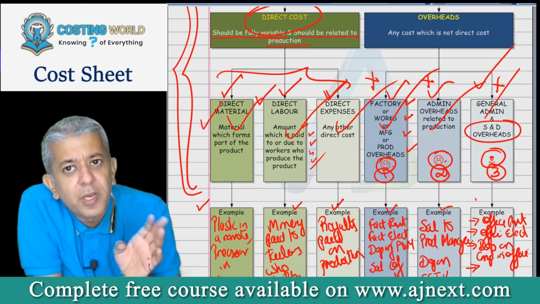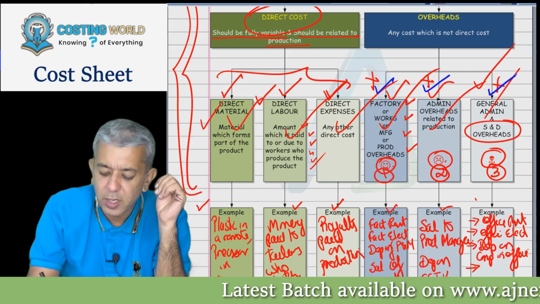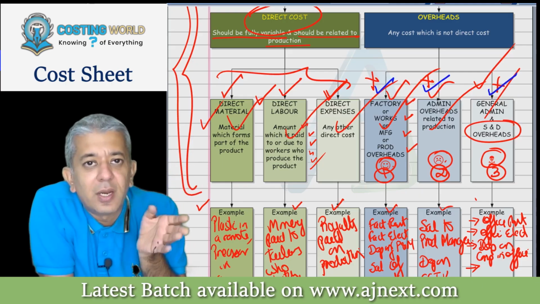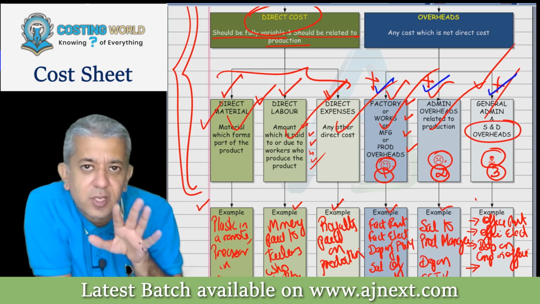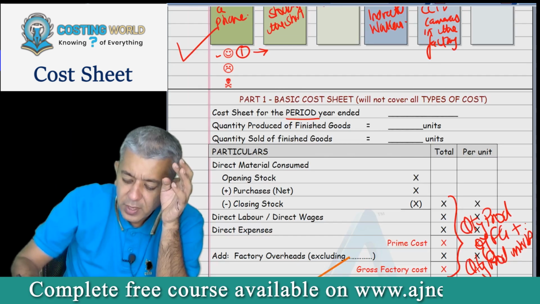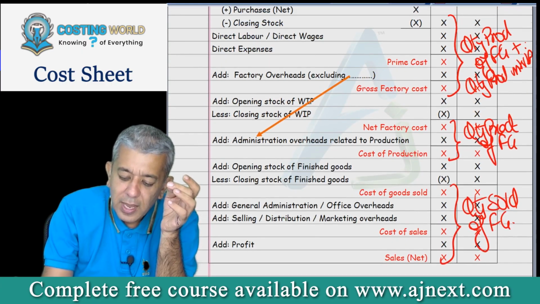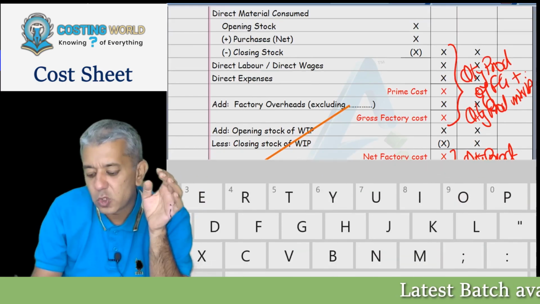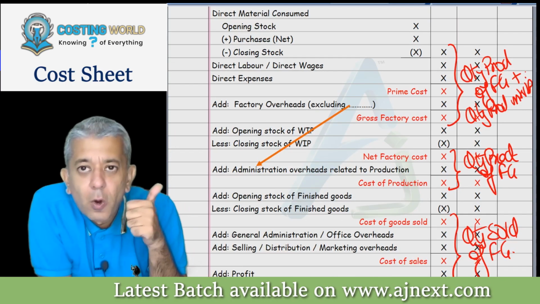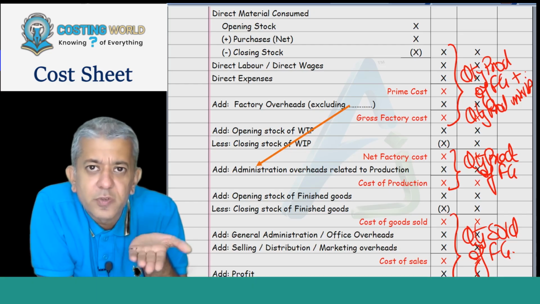Overheads are principally of four types. You have factory overheads, administration related to production, then you have general admin and S&D, and fourth one, financial expenses, that do not come in costing. We know the example of all of them. There is a certain format that has been prescribed for the cost sheet, and that format has taught us quite a lot of things. How are stocks to be valued? Stocks are valued at cost. For cost, see the costs which are written above that.